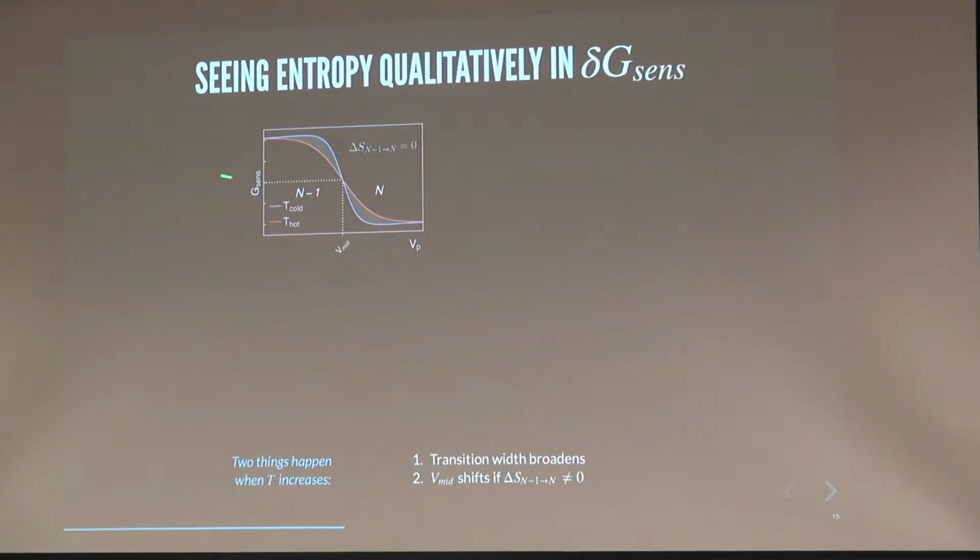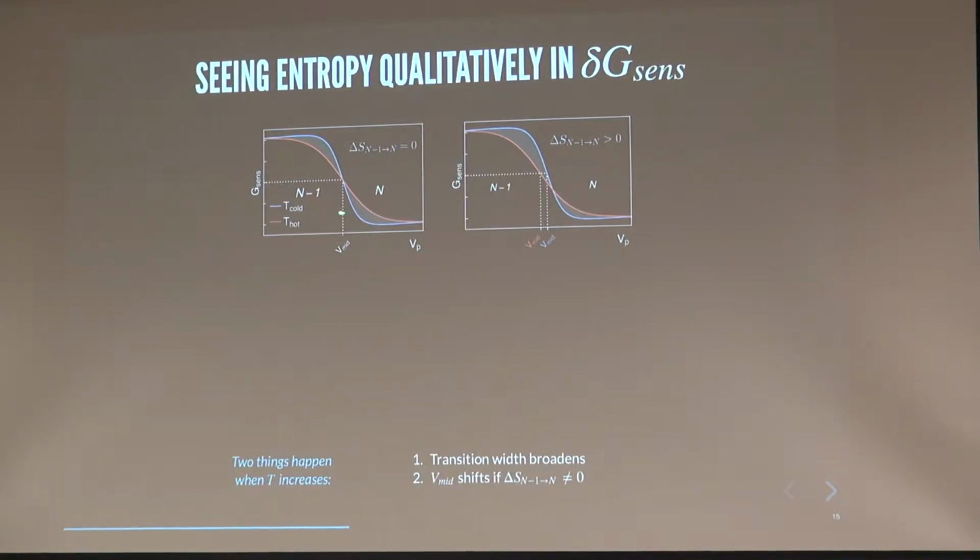In that case, again, this is the sensor conductance as a function of gate voltage. The blue line is cold, the red line is hot. You can see the transition broaden because the Fermi sea is getting hotter, broader. But that's all that you see. The midpoint doesn't change. On the other hand, if there is an entropy change, then it not only broadens, but it shifts. So this is the signature of finite entropy.